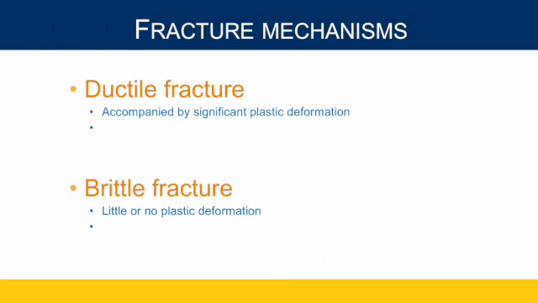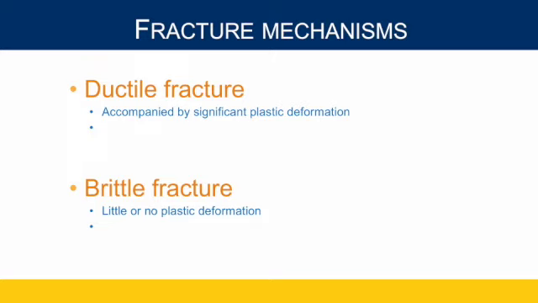Okay, so what are the types of fractures that we see? So we have ductile and brittle fractures. Ductile we've talked about: ductility is plastic deformation that's permanent, whereas brittle fracture has little or no plastic deformation, but then the material just breaks.